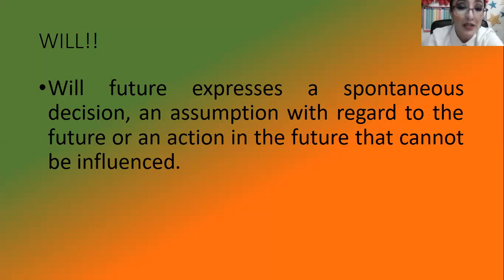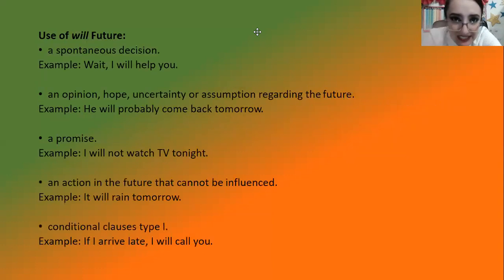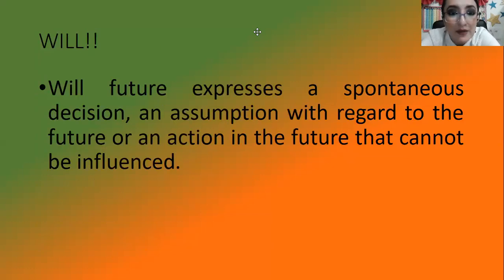Okay, now let me tell you this. Will future, because we have the going to future and the present progressive future and the present simple future. Will future is going to be expressing a spontaneous decision, an assumption with regard to the future, or an action in the future that cannot be influenced. When we are going to be making use of will, how can we understand what we are having here?